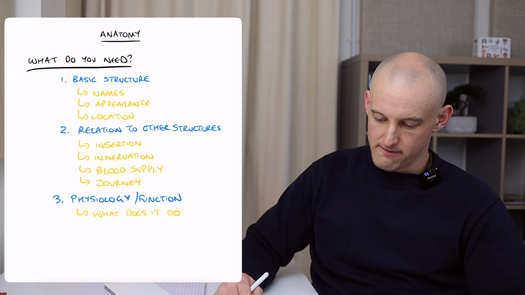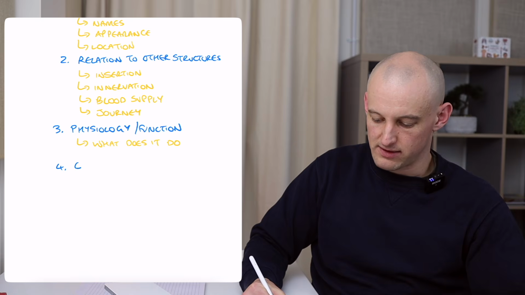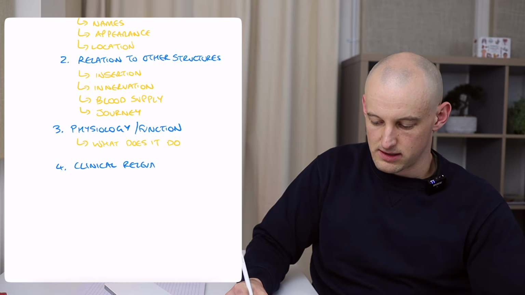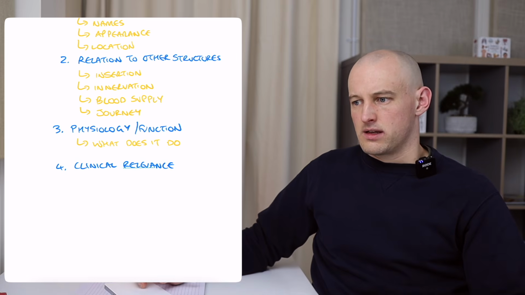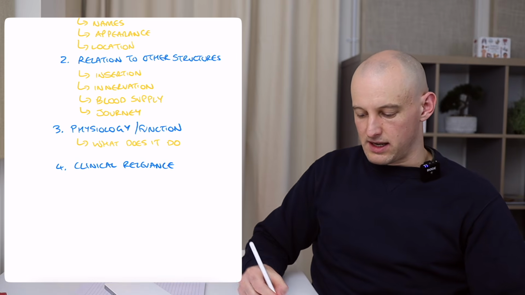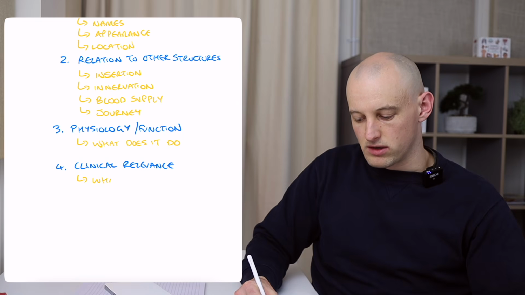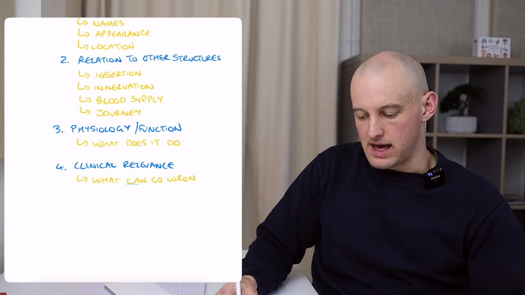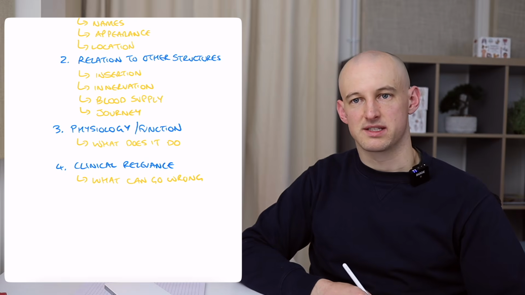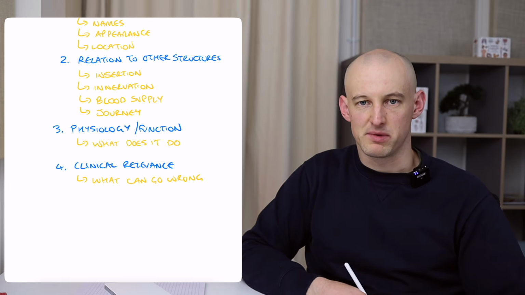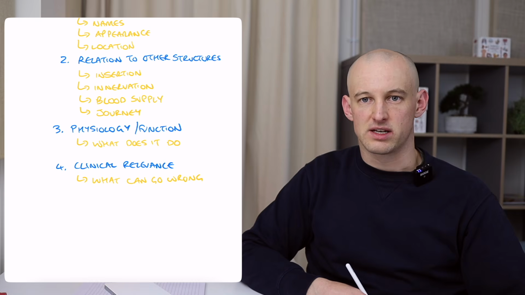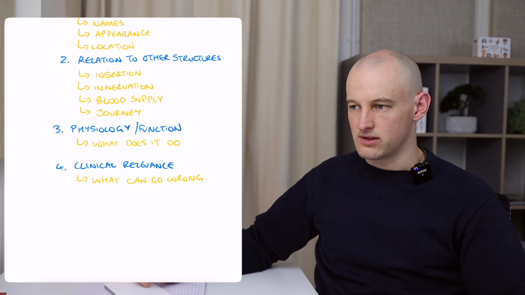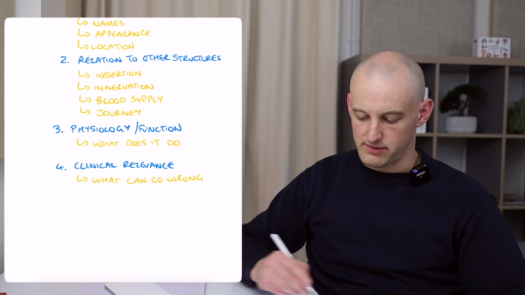And then finally, number 4 is clinical relevance. When I say clinical relevance, this is what can go wrong, and how might it present? What symptoms does somebody have if there's a problem with that structure? When might the structure be damaged in surgery? That kind of stuff. Okay, so let's look at how we learn all of these things.